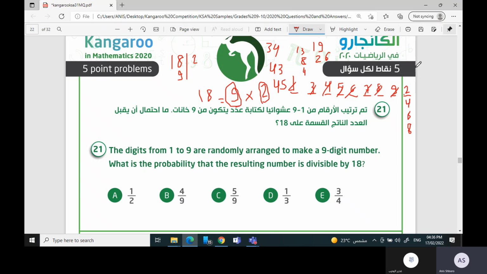So the sum of all digits of any number randomly consisting of 1, 2, 3, 4, 5, 6, 7, 8, 9 in different orders, we're going simply to add the digits. So the sum of all digits here is 45. So is 45 divisible by 9? Yes, simply 9 times 5 is equal to 45. So yes, it's divisible.